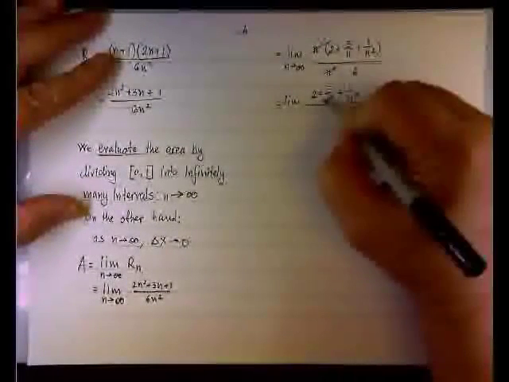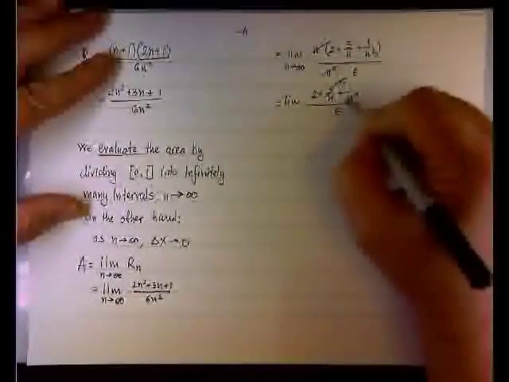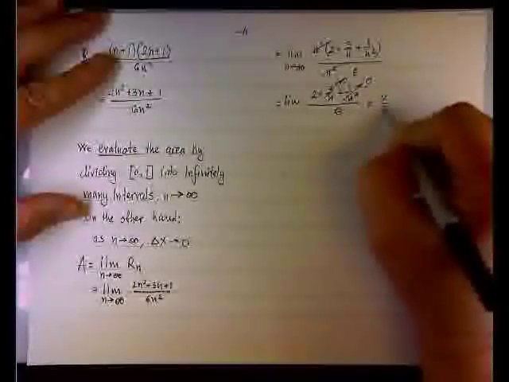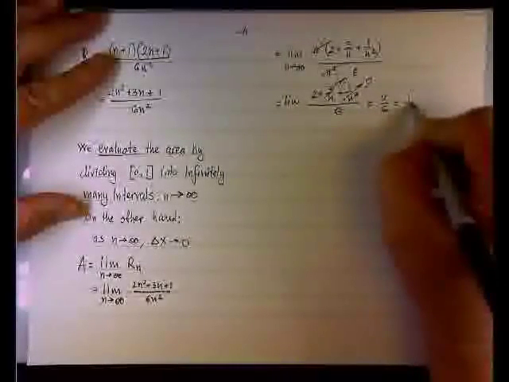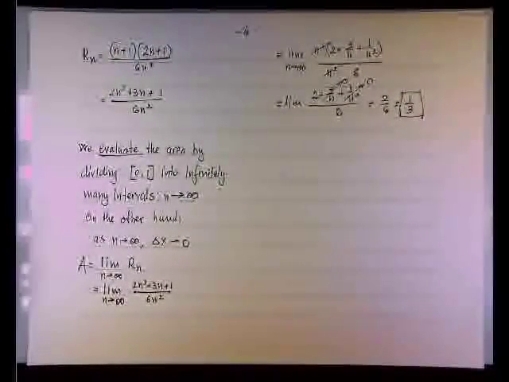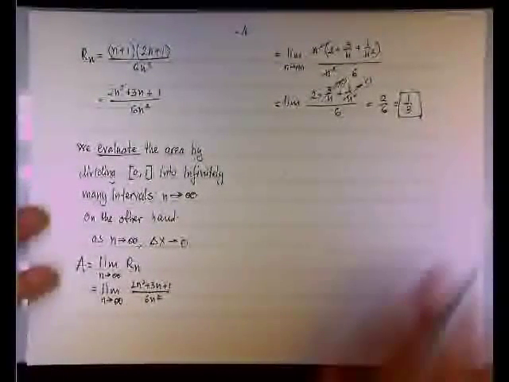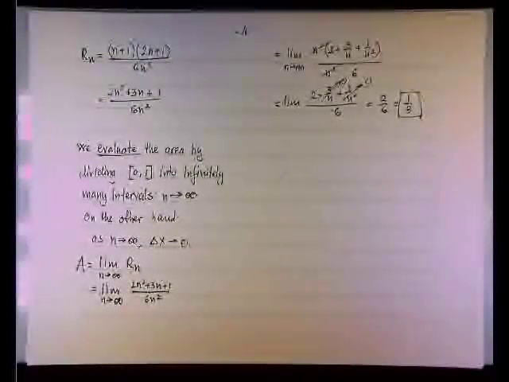And now by direct substitution, 3 over infinity is 0, 1 over infinity squared is 0, and you end up having 2 over 6, and this is 1 over 3, and this is the precise value of the area under this curve. So this is an aha moment, I think, where you actually come with the precise value.